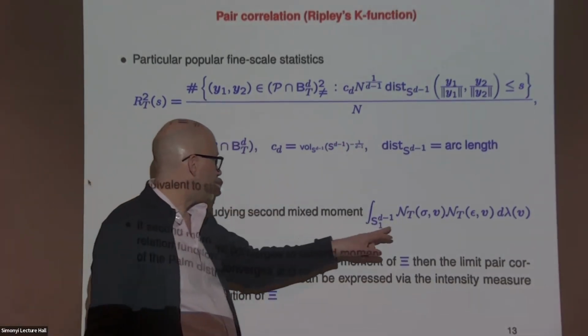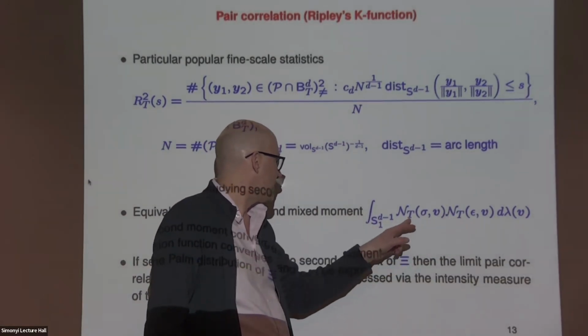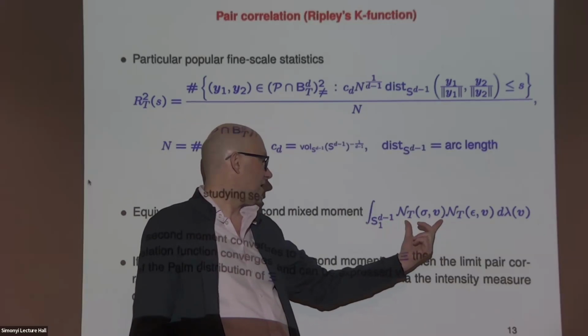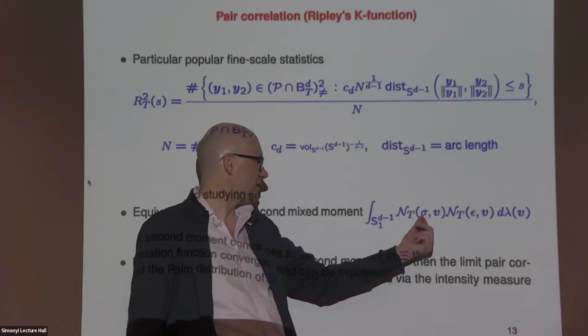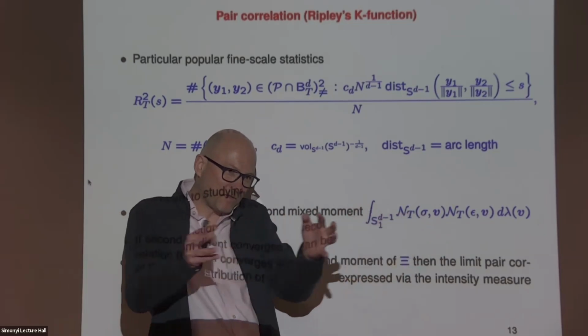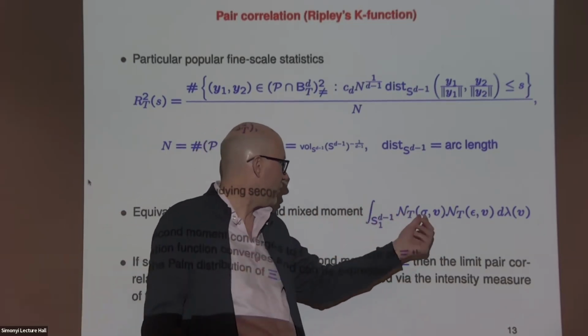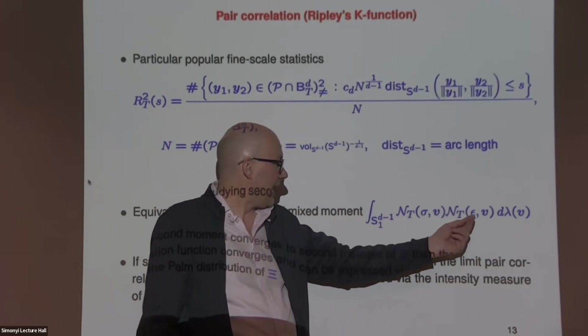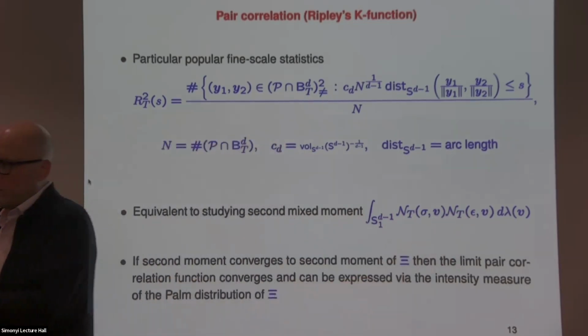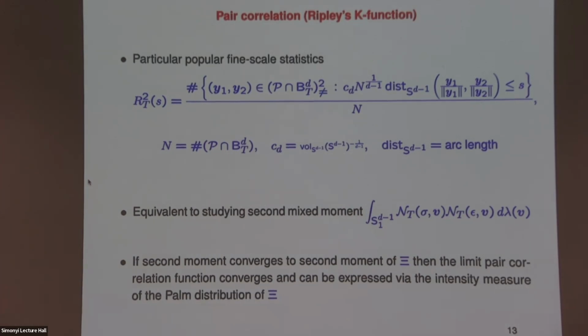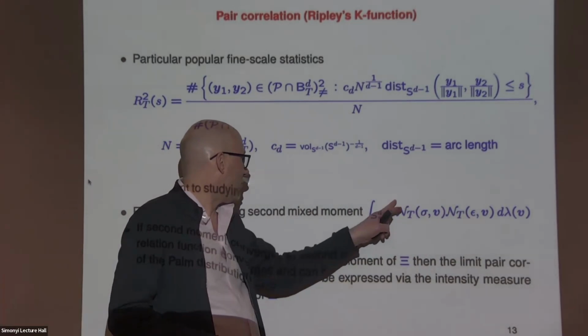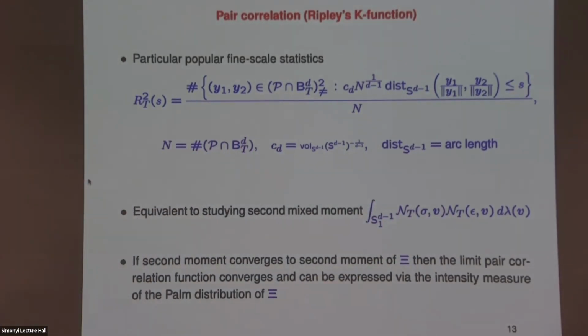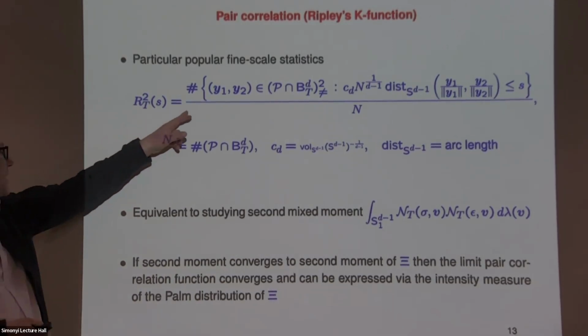Studying this kind of quantity is in fact equivalent to looking at a mixed second moment of this type, where we count the number of points in our favorite small disk with parameter sigma. Remember, sigma was the normalized volume of our disk, times the same thing with radius epsilon. The way you can think about this: you make epsilon very small, so you force one point to fall into that disk, and then you ask, how many more points are there in a smaller disk around it? That's what gives you an approximation to this two-point function.